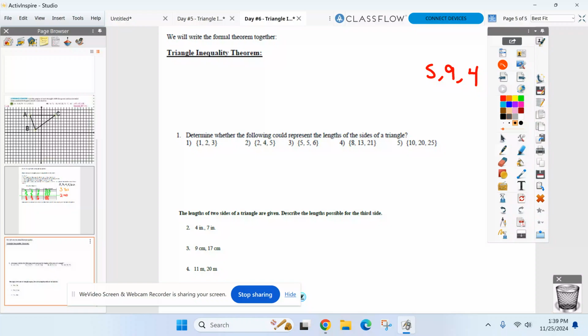Michael just said if you add up the two smallest sides, it's got to be bigger than the third side. Yes, that's the way to check it. The official theorem is, though, any two sides added up have to be bigger than the third side. So here's our triangle inequality theorem. We always have to start out with that because none of this works in an octagon, hexagon, or quadrilateral.